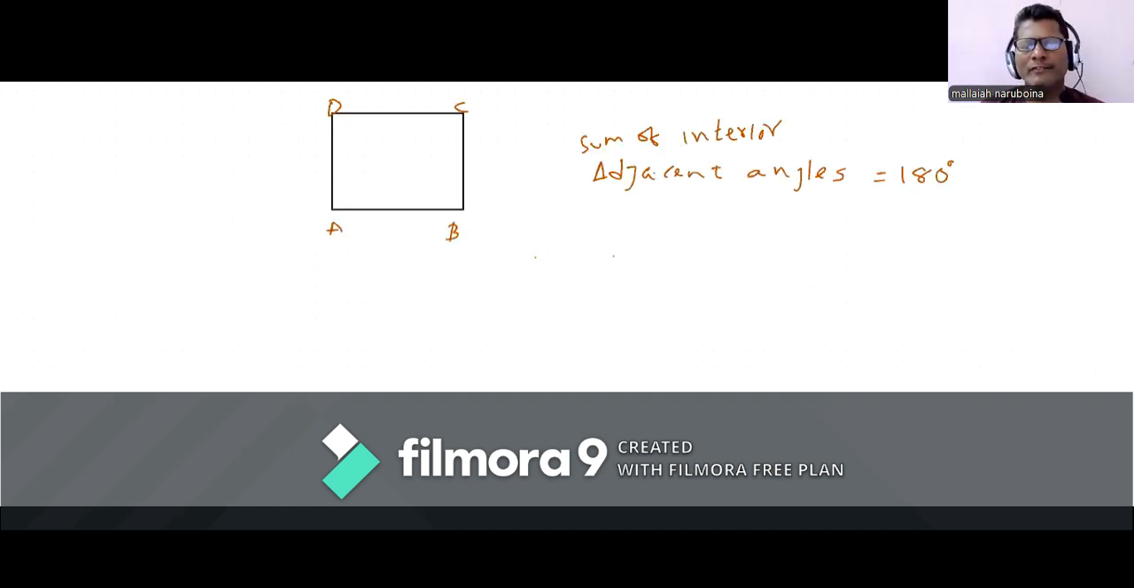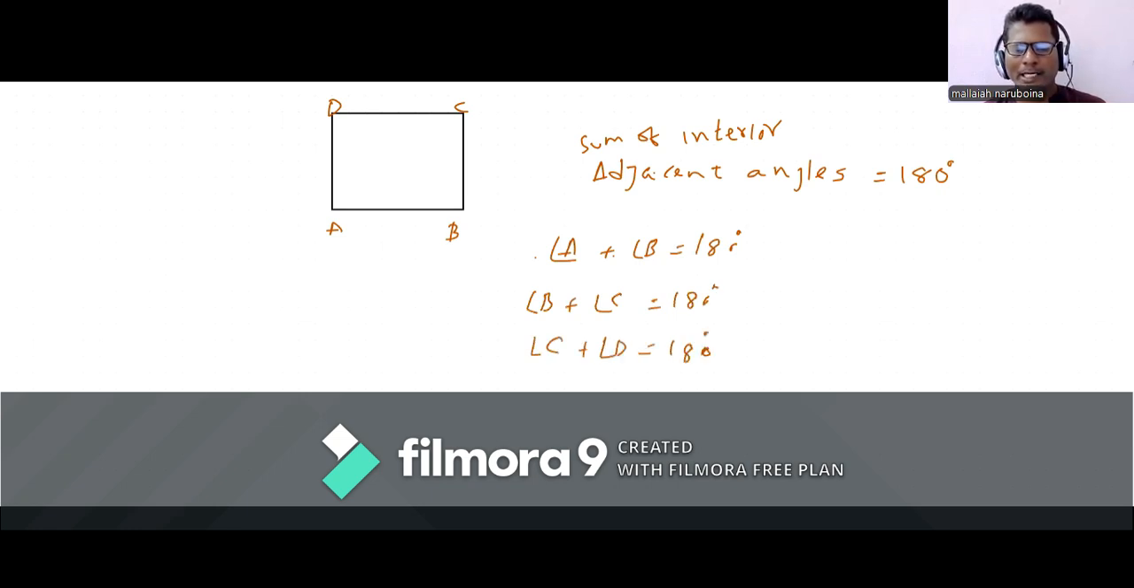In a rectangle, the sum of interior adjacent angles is supplementary, that is equal to 180 degrees. Here A and B are adjacent angles. Angle A plus angle B is equal to 180 degrees. Again, angle B plus angle C is also equal to 180 degrees. Angle C plus angle D is also equal to 180 degrees. Finally, angle A plus angle D is equal to 180 degrees.